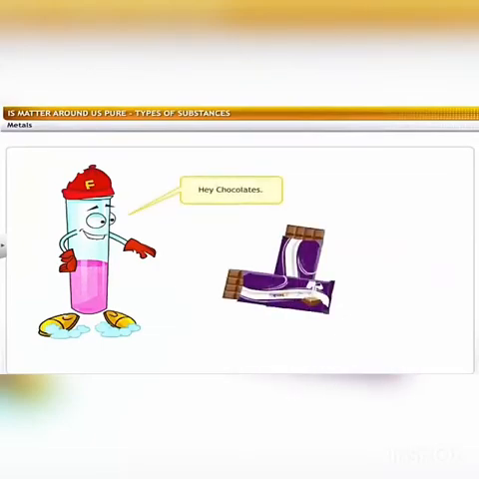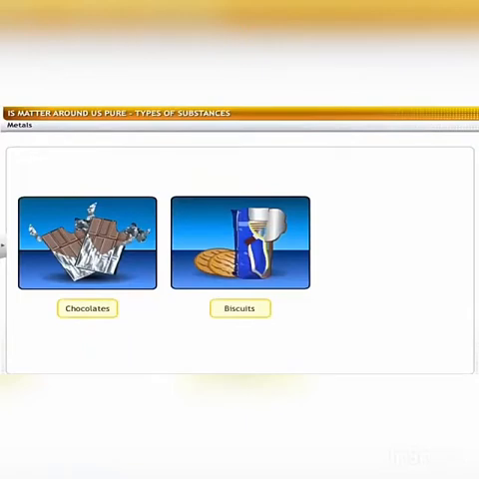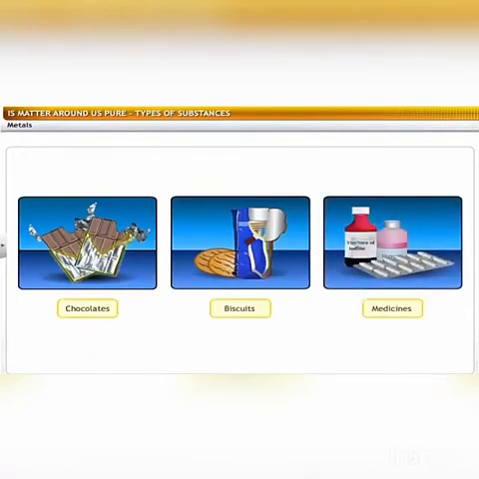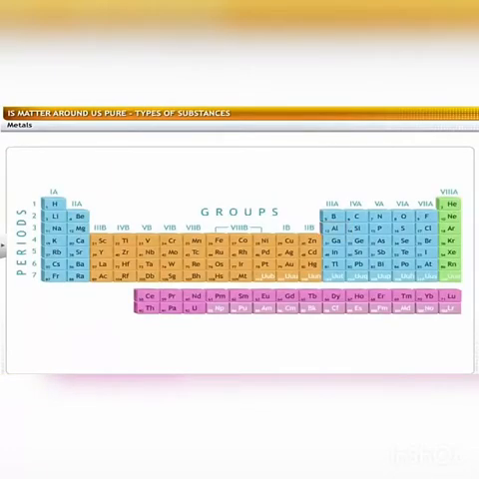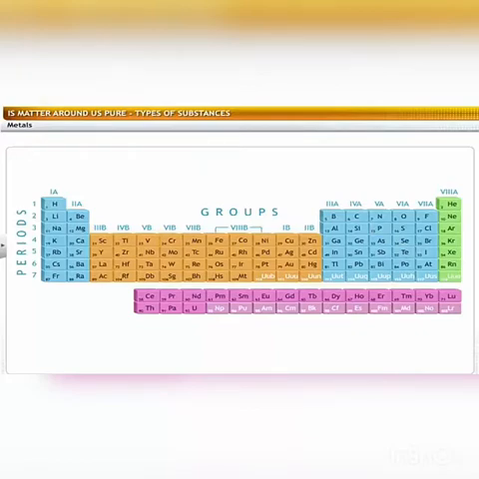Hey, chocolates. Did you observe they were wrapped in aluminium foil? Not only chocolates, but biscuits and medicines are wrapped in aluminium foil. This aluminium is a metal. Over 80% of known elements are metals. Let's see what metals are and their properties.